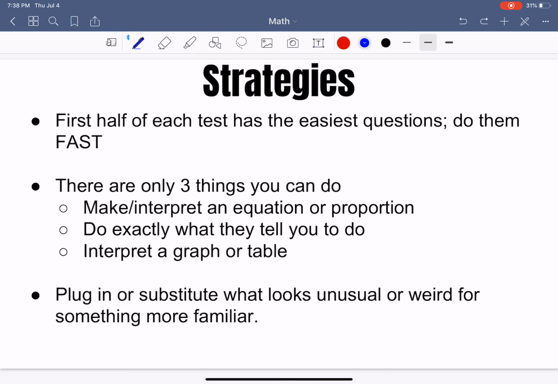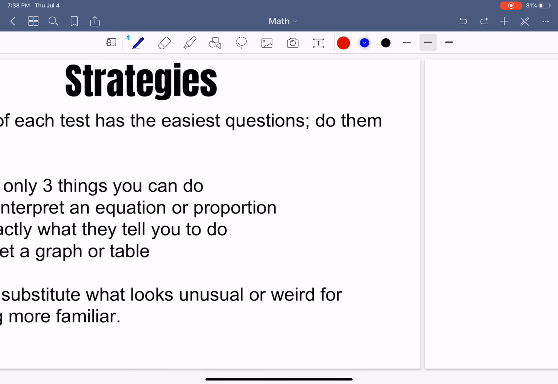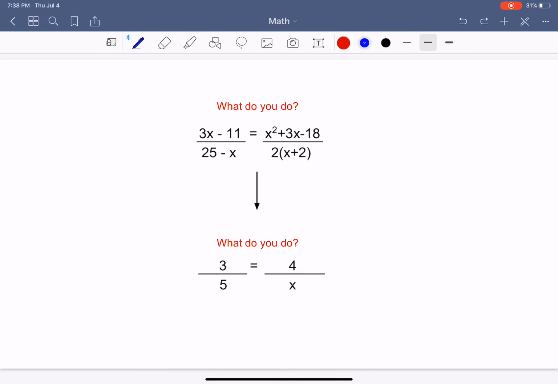So they just don't seem familiar. So you think you don't know how to do them, but oftentimes you do know how to do them. It's just they look different. They made them more complicated, but you do exactly the same thing as if they were simpler. So here's an example. You have this, and you might be like, what do you do?